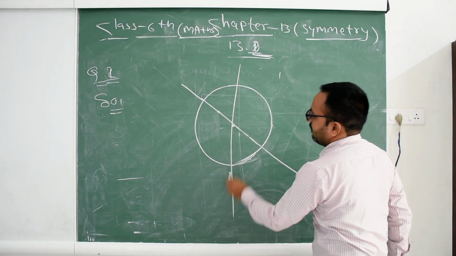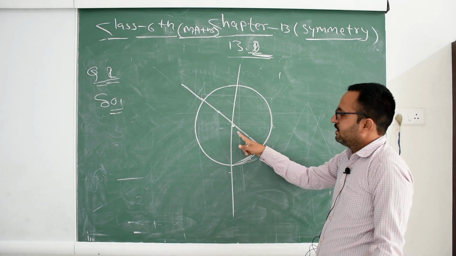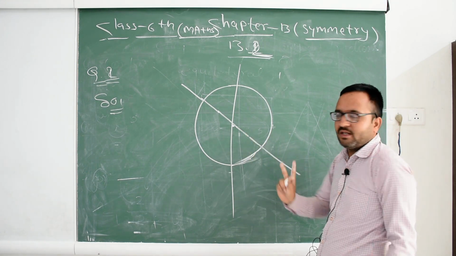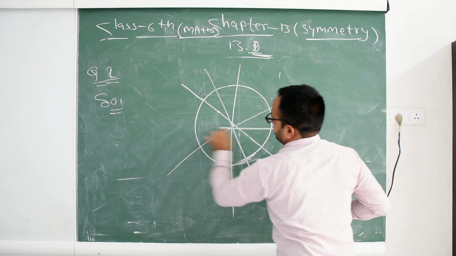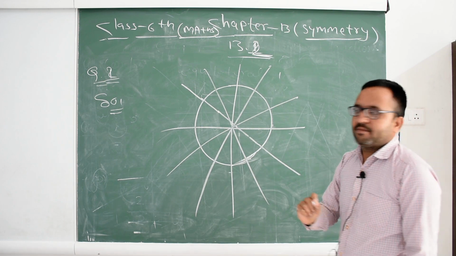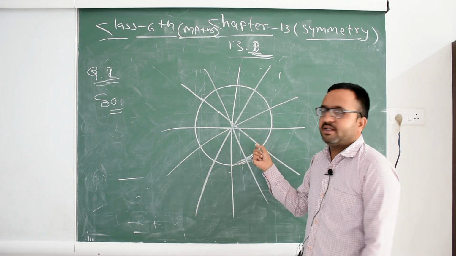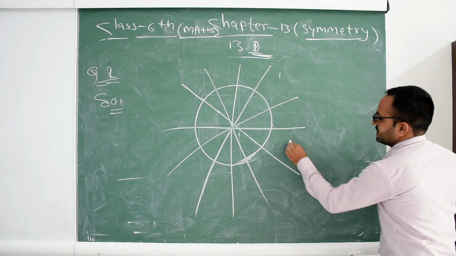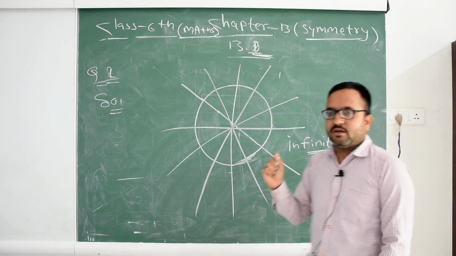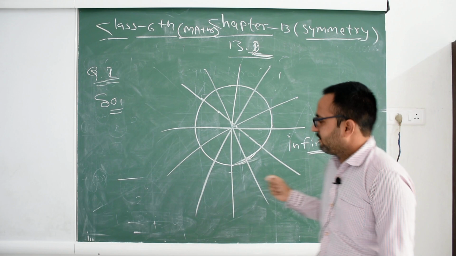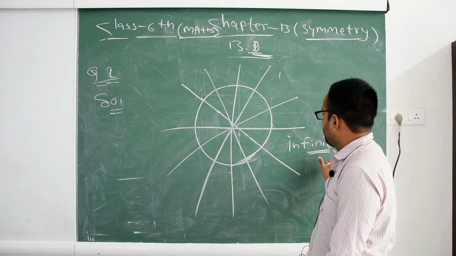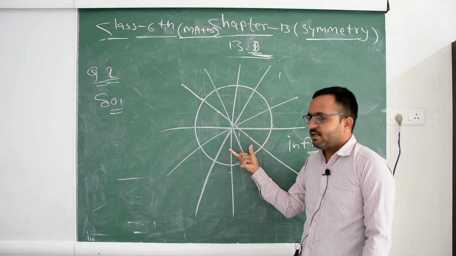Okay, if we draw any line of symmetry through the center, these lines divide it into 2 equal parts. How many lines of symmetry can we draw? Uncountable. That means we can't count the lines of symmetry. So our answer will be infinite lines of symmetry. Not only 1, 2, 3, we have infinite lines of symmetry, that means uncountable. So this is your answer: infinite lines of symmetry in a circle.